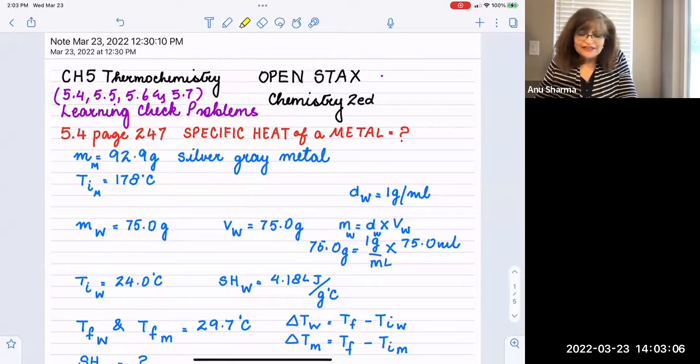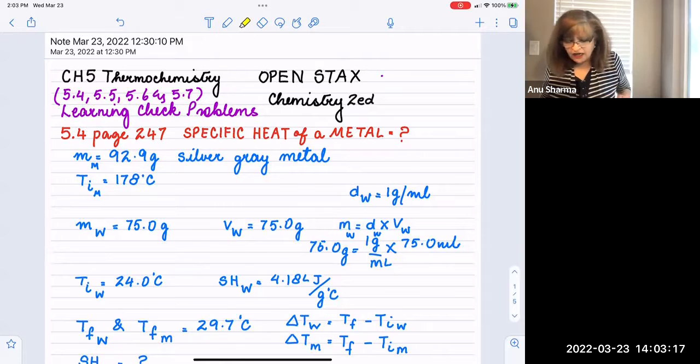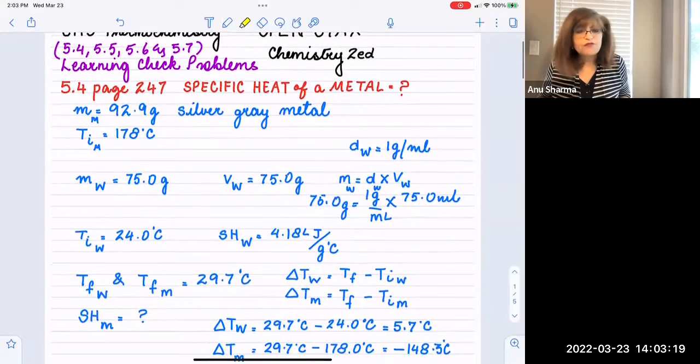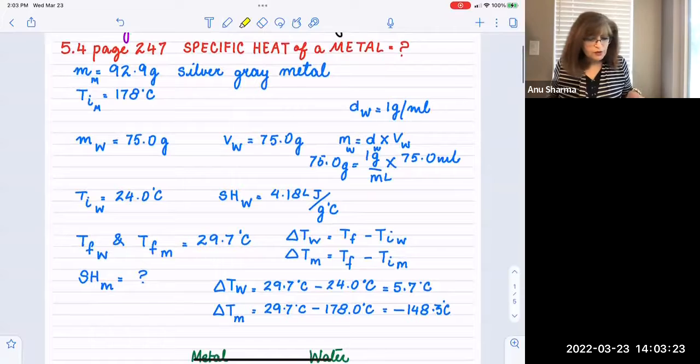Hi guys. Okay, so in this video, we are looking at the learning check problems from chapter 5 Thermochemistry in the OpenStax book, which is the chemistry second edition. We will cover the learning check problems 5.4, 5.5, 5.6, and 5.7. So let's get to the first problem, which is 5.4, and this problem is on page 247.